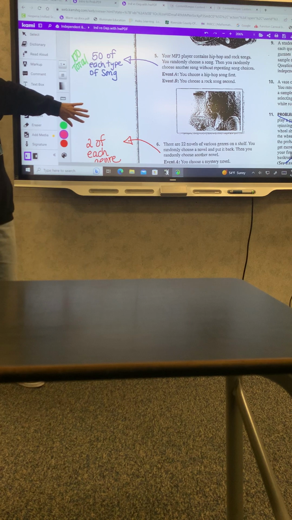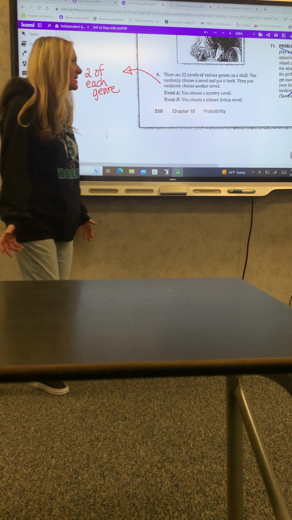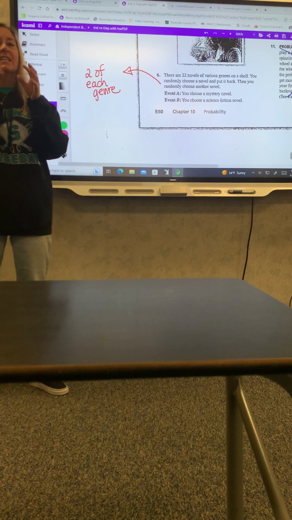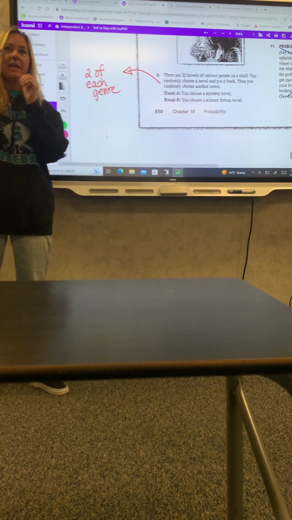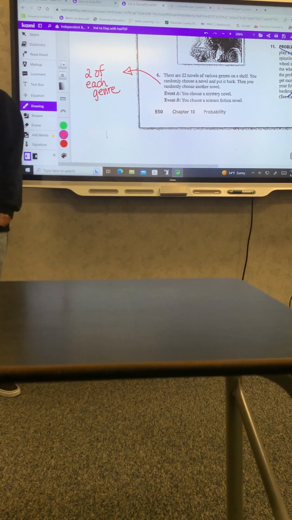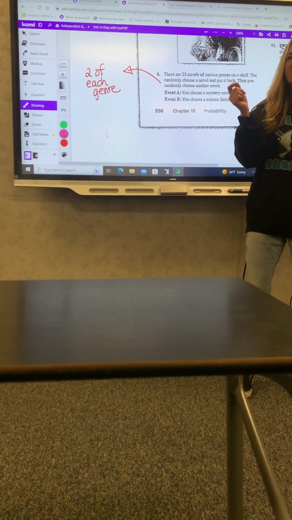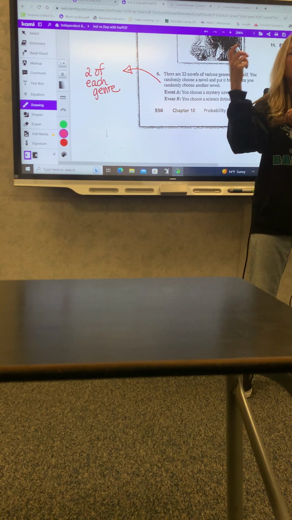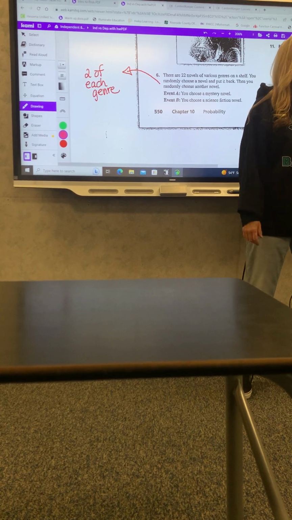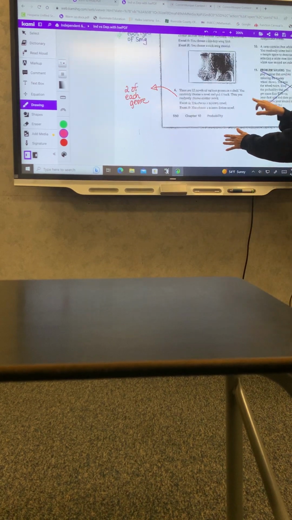Number 6 is talking about books on a shelf. There's 22 novels of various genres. It wants to know the probability of getting a mystery and then getting a science fiction. It does get put back on the shelf, okay? So what you need to know is that there are 22 novels. There are 2 of each genre, because there's a lot of genres out there for books, aren't there? You could have fiction, nonfiction, romance fiction, mystery fiction, crime fiction, little kids fiction, right? So there's 2 of each genre for number 6.